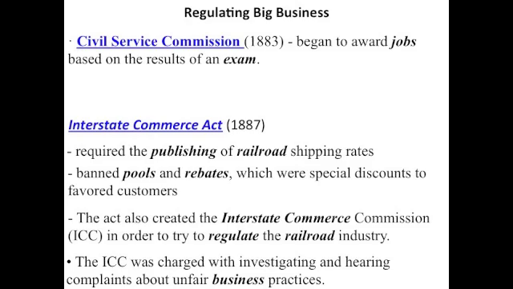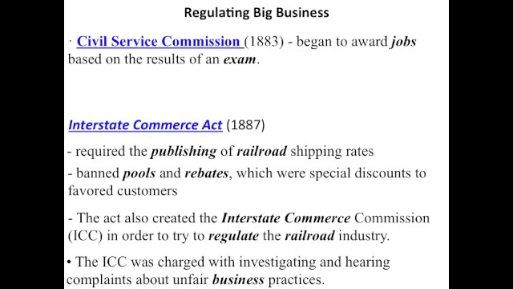You also, during the Progressive Era, have the regulation of big businesses. Big businesses, we're talking about those robber barons or captains of industry that we talked about in the beginning of the school year. So you have the Civil Service Commission, which is passed in 1883, which allows jobs to be given to people that take an exam. So they're looking for qualifications.